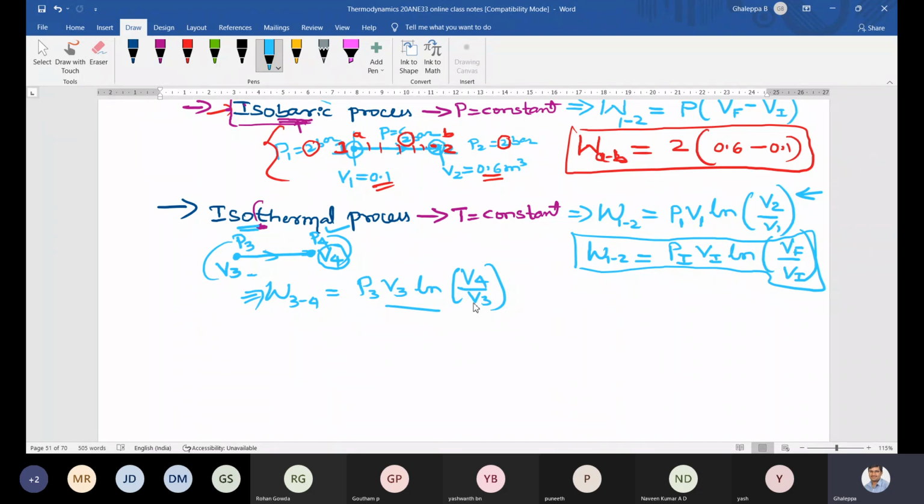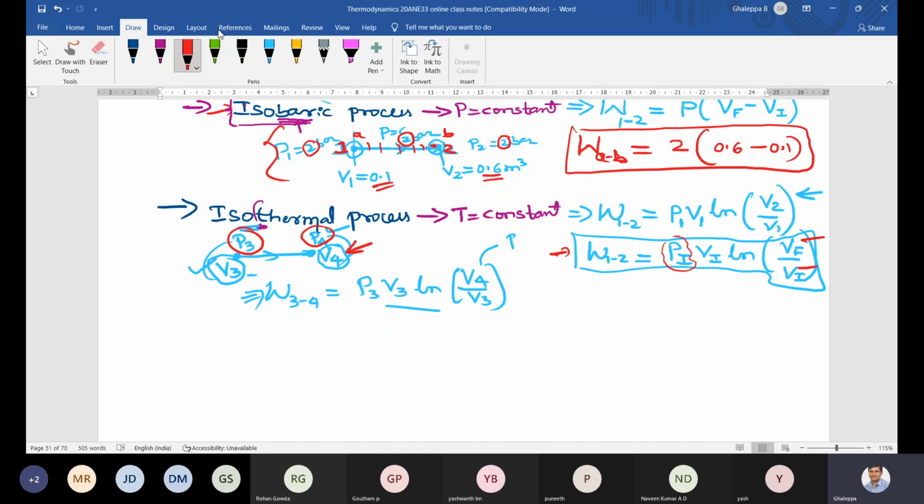Is there any way to convert volume in terms of pressure? Remember this equation, listen carefully. In simple way, only one volume will be given: either V3, the initial volume, or the final volume, any one. Instead of two volumes, only one volume will be given and two pressures will be given. So in this case, I have taken one pressure and two volumes, and he may change. He will give two pressures and only one volume. In that case, how to solve this numerical?